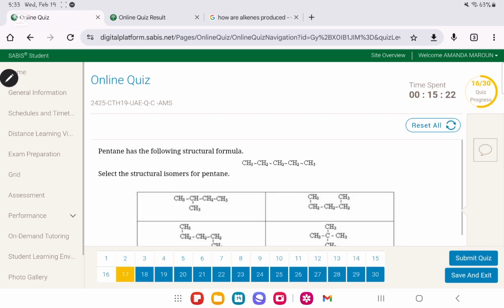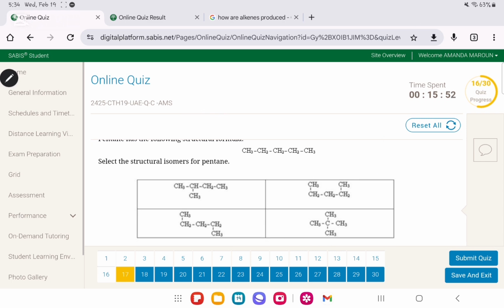We move on to question number 17. They said pentane has the following structural formula. Pentane, as you remember, pent is 5. So we're supposed to have 5 carbons. And it ends with what? It ends with ane. So it is supposed to be an alkane. So it's saturated and it only has single bonds.